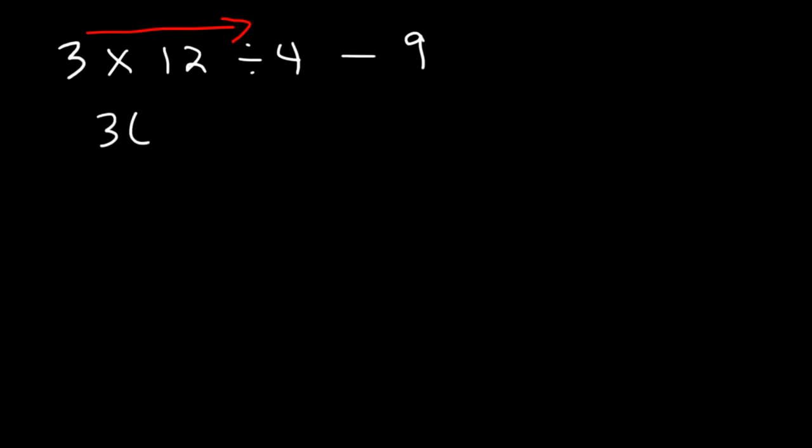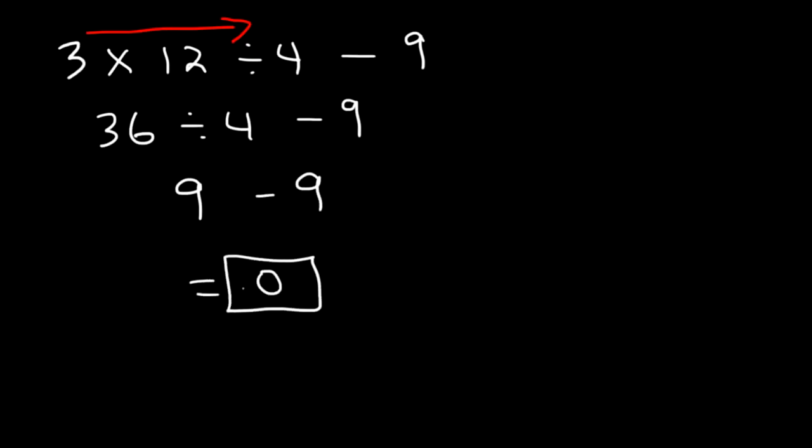Now let's try one more example. What's 3 times 12 divided by 4 minus 9? So we need to multiply and divide before we subtract. And when dealing with multiplication and division, let's start from the left side and work our way towards the right side. So let's multiply 3 by 12 first, and then divide by 4. 3 times 12 is 36. 36 divided by 4 is 9. And 9 minus 9 is 0. So this is the final answer.